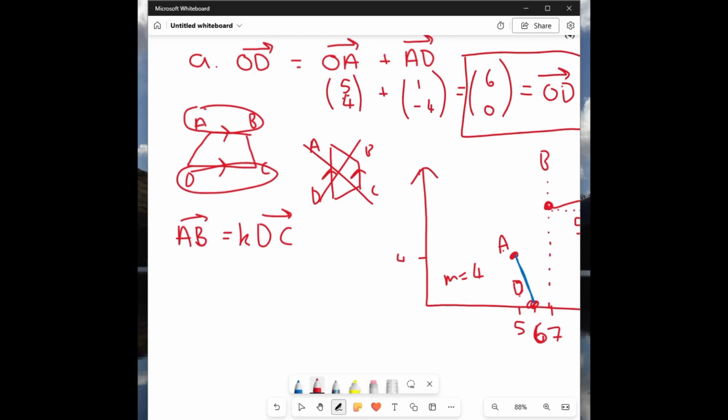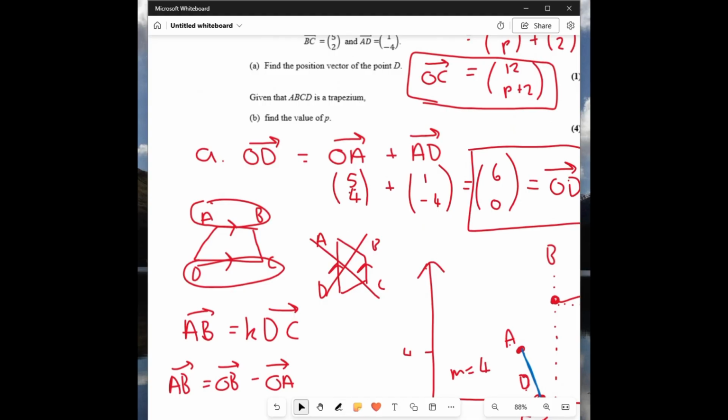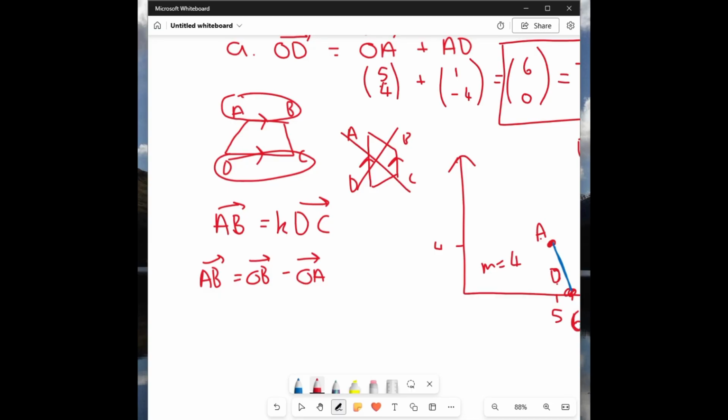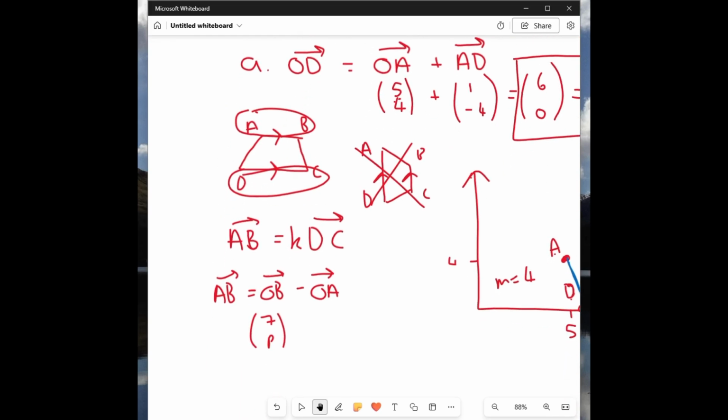So AB, so I'm going from A to B. So I would say that AB is going to be OB minus OA. So what's OB? OB is 7p, and OA was 5, 4. So that's minus 5, 4. So that will be, vector AB is 2p minus 4.